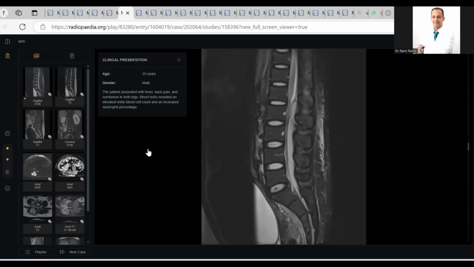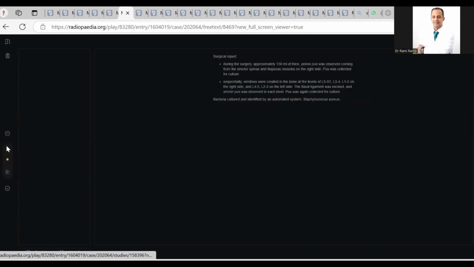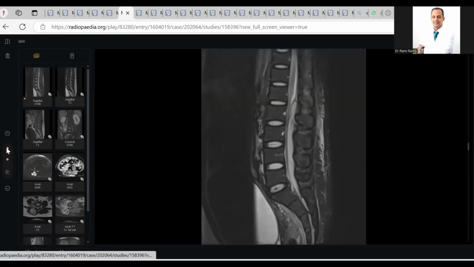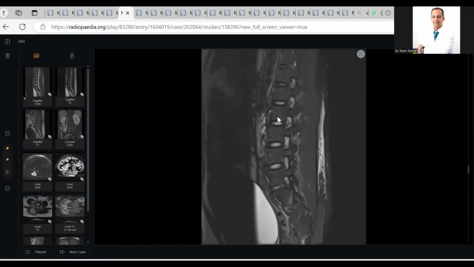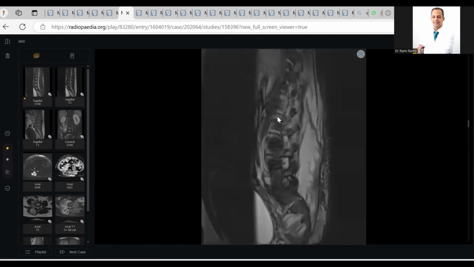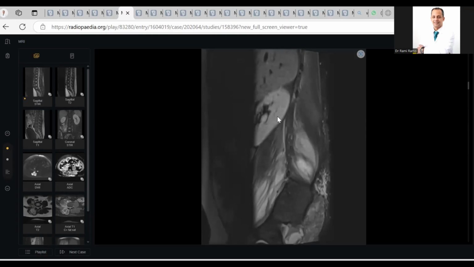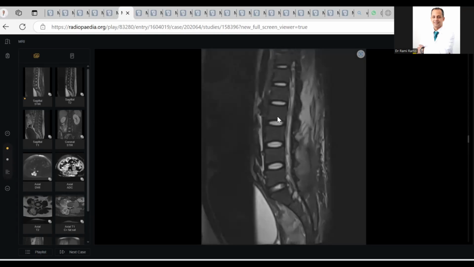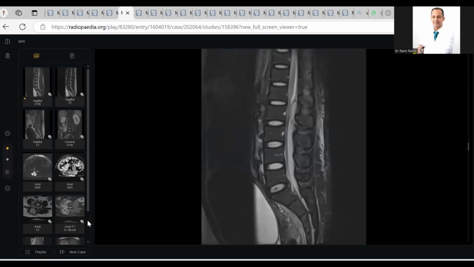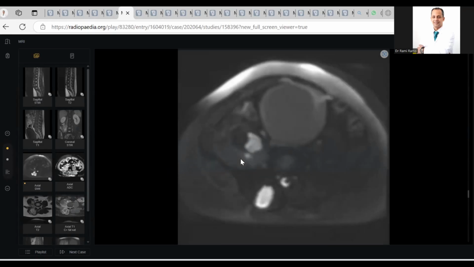25-year-old male patient with fever and back pain. I have been provided with the sagittal MRI images of a lumbosacral spine, T2 weighted images. Here I can see that there is an evidence of abnormal high signal intensity noted within the paravertebral muscle and also the perivertebral muscle. And there is evidence of a large collection within the epidural space.